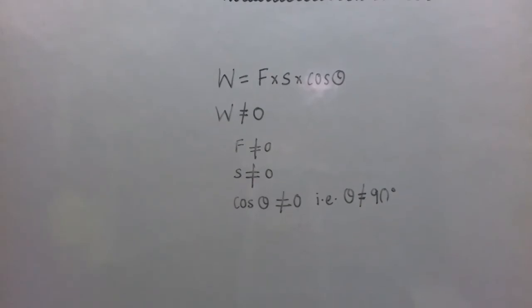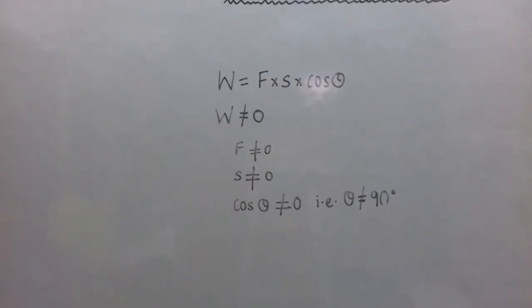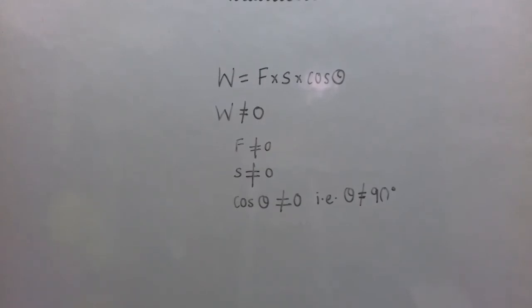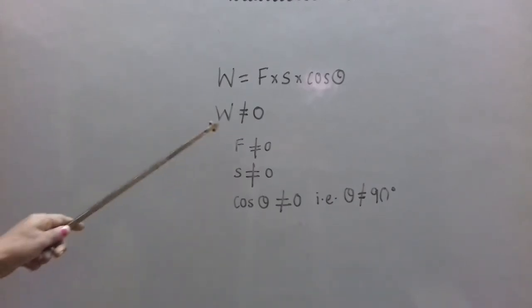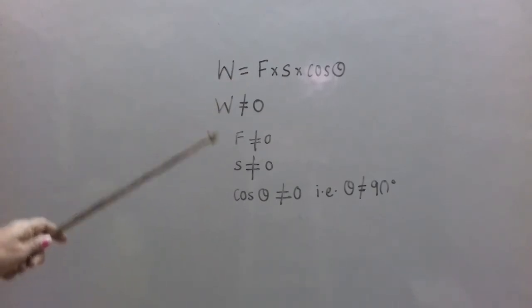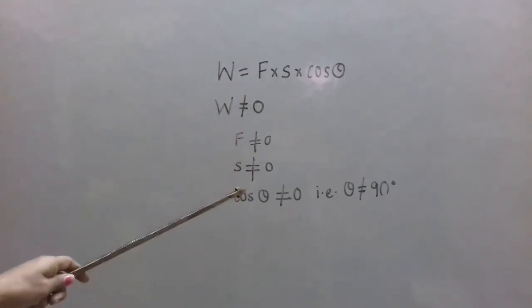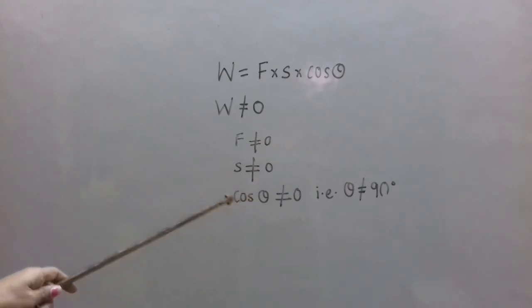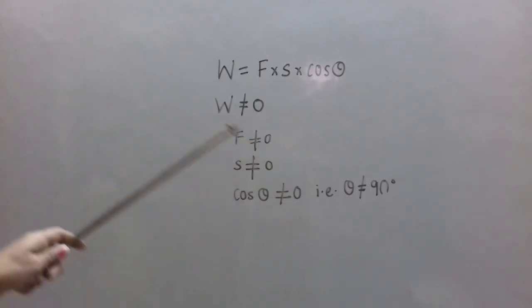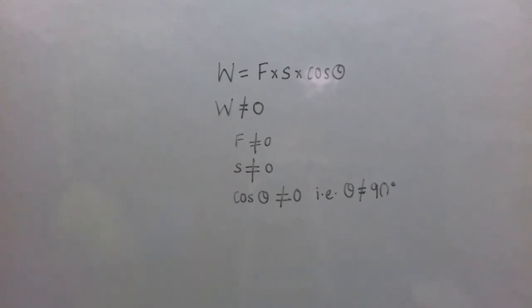Now, when do we say work is done? You know the formula for work is W is F into S into cos theta. Work is done means work can be positive or negative, but it should not be 0. So work is not equal to 0. You know, when F is not 0, S is not 0 and cos theta is not 0. Cos theta is 0 for theta is 90 degree. It means when theta is not equal to 90 degree. So here you can write the answer.